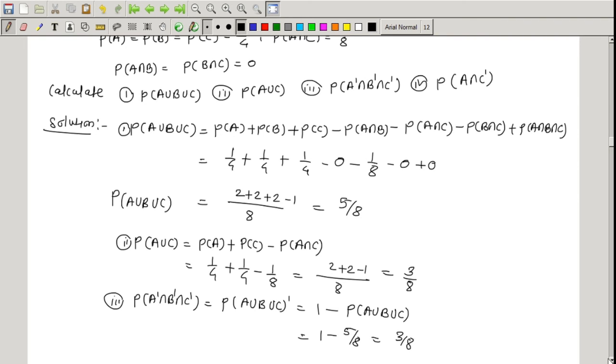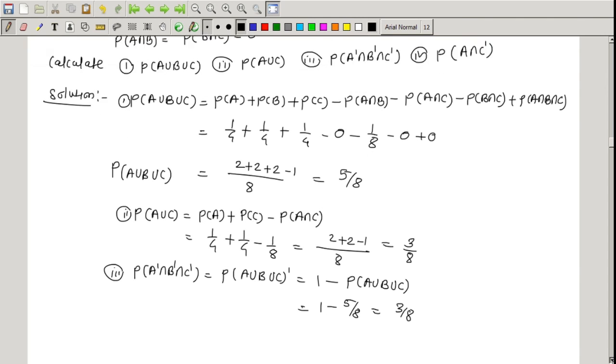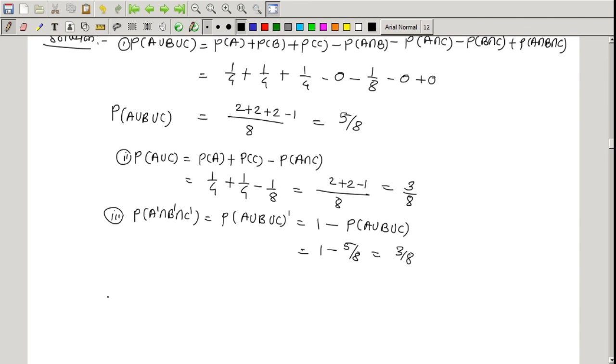Last, P of A intersection C dash. To get the value of P of A intersection C dash, which is equal to P of A minus P of A intersection C. So what is my P of A? That is 1 by 4. What is my P of A intersection C? That is 1 by 8. So your answer is 2 minus 1 by 8, that is 1 by 8.